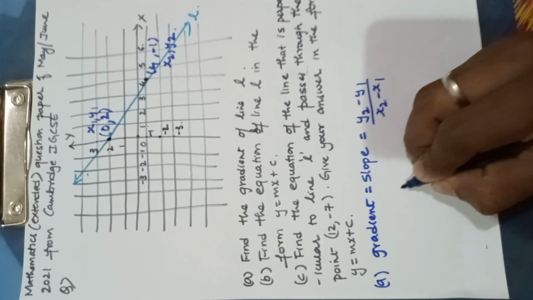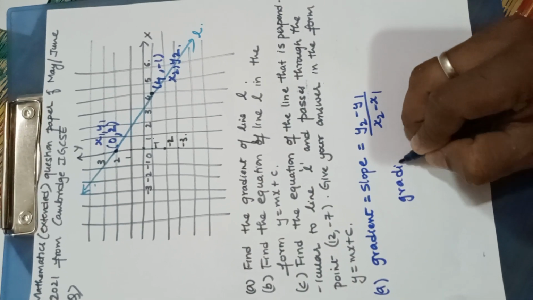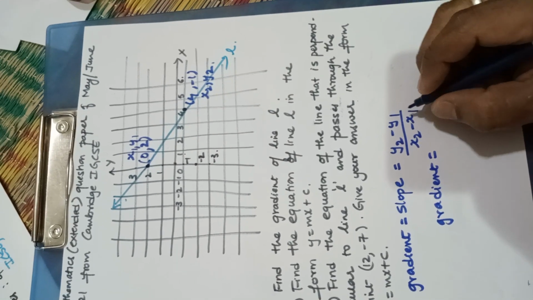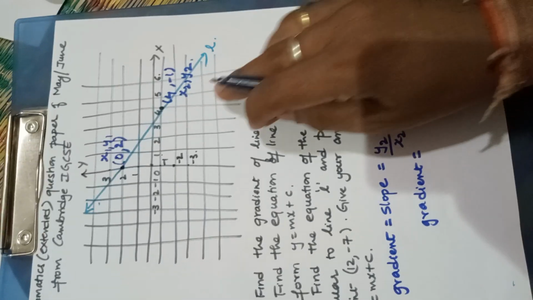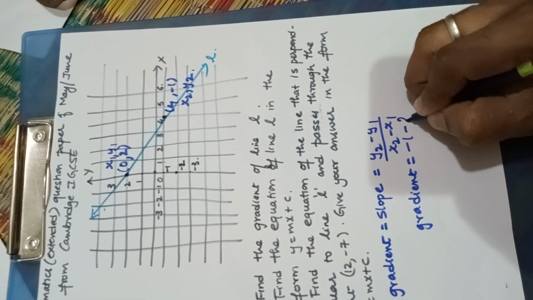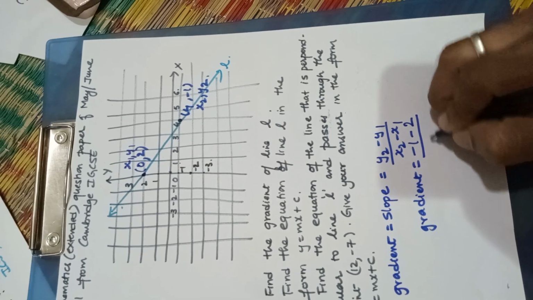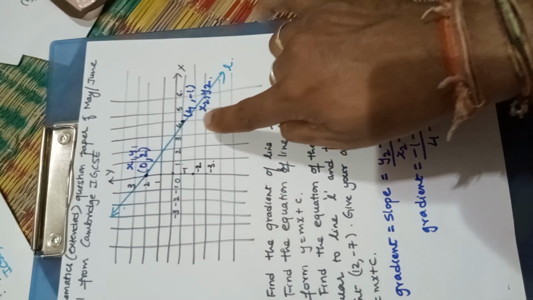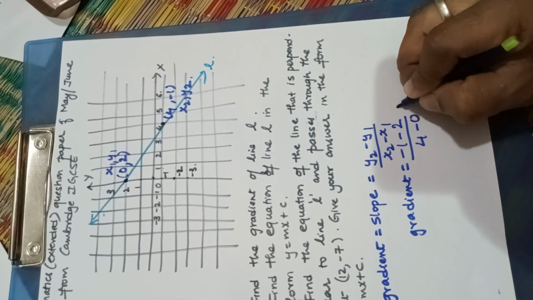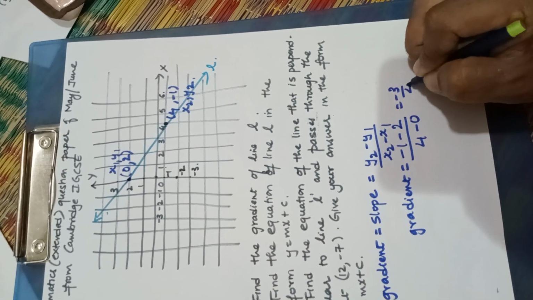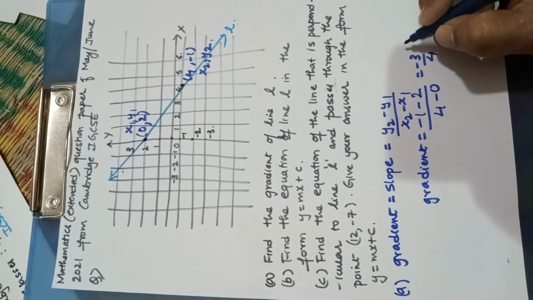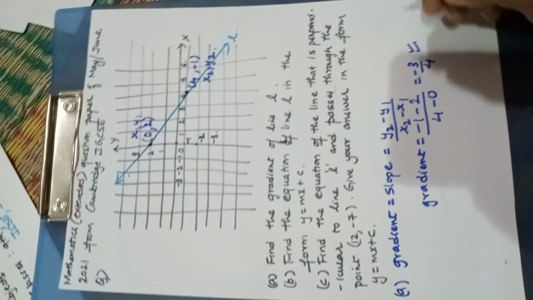To find the gradient, we just need to substitute the values of y2, y1, x2, x1. So y2 minus y1: y2 is -1 minus y1 which is 2, divided by x2 minus x1, which is 4 minus 0. So this is -3 by 4. So what is the answer for the first question? The gradient of the given line is -3 by 4.